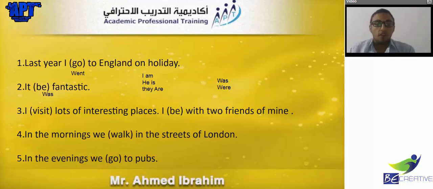So let's move on. I visit lots of interesting places. I be with two friends of mine. So if I want to make this sentence in the past, can I say I visit? Of course not. So what do I say? Visit, as you know, is a regular verb. So if I want to make it in the past, it becomes I visited lots of interesting places.